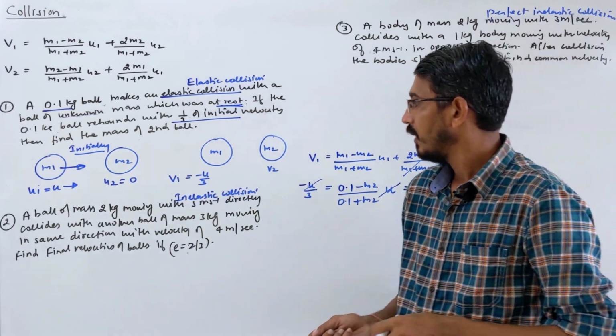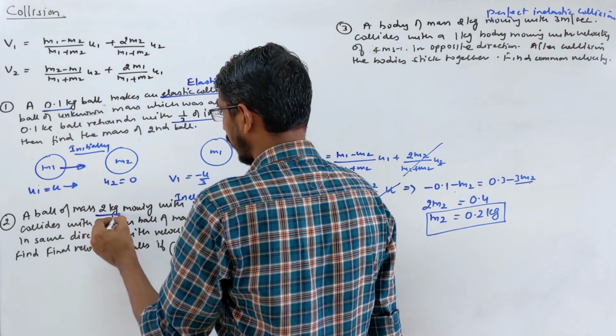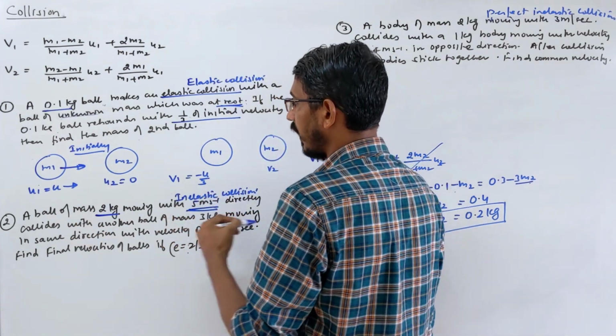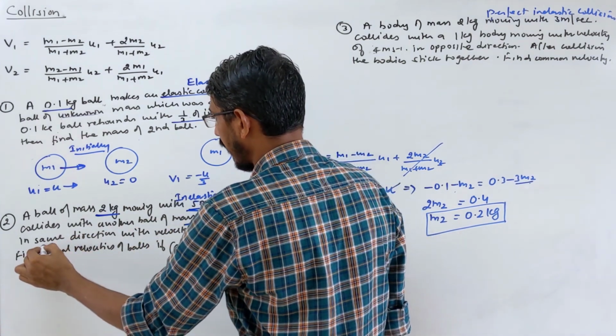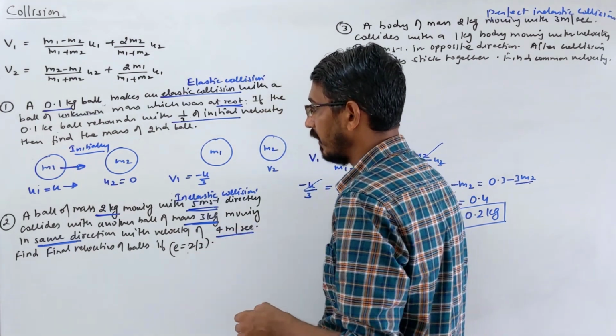Let's see this question. A ball of 2 kg mass moving with a velocity of 5 meters per second directly collides with another ball of mass 3 kg moving in the same direction with a velocity of 4 meters per second.